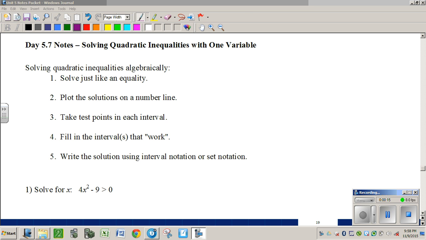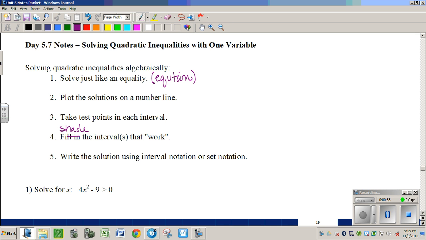So tonight we're going to talk about quadratic inequalities. When you're solving a quadratic inequality, we're going to solve it just like an equality or an equation. You're going to ignore the fact that there's an inequality symbol there and solve it just like an equation. Put your solutions on a number line, then pick test points in each interval. You're going to shade the interval where you have solutions that check.